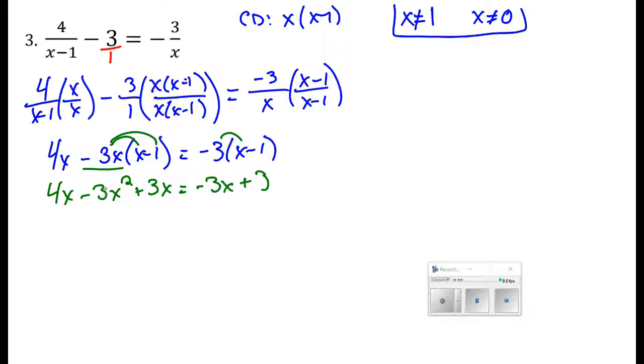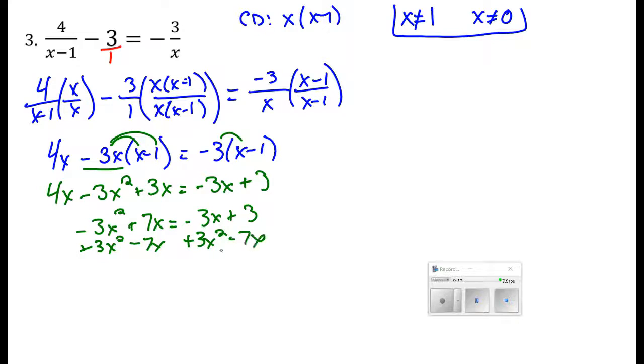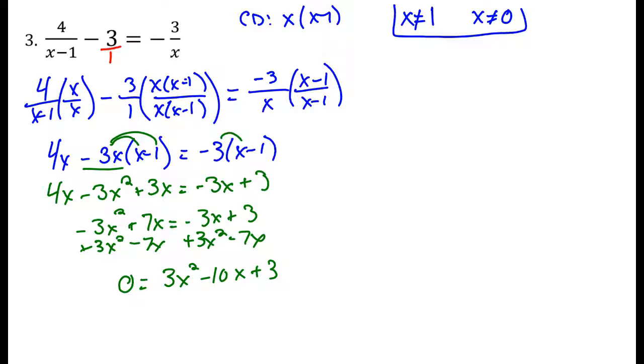I like having a positive x squared, so I'm going to move everything to the other side after I combine like terms. So I'm going to move everything over to the right side, so plus 3x squared minus 7x minus 7x. So 0 equals 3x squared minus 10x plus 3. Whenever we solve a quadratic equation or any polynomial equation, we want it set equal to 0. Now we factor. And this is a trinomial, so I'm going to have to use the AC method.